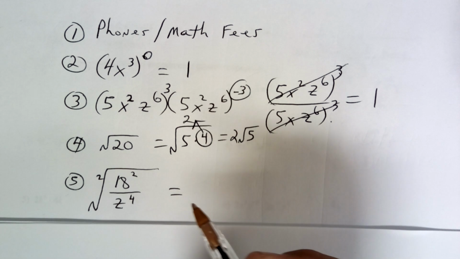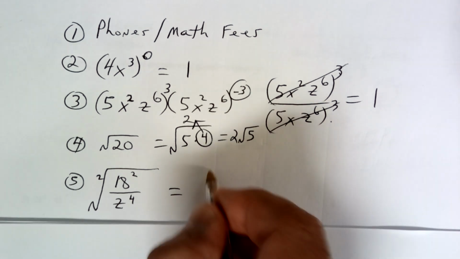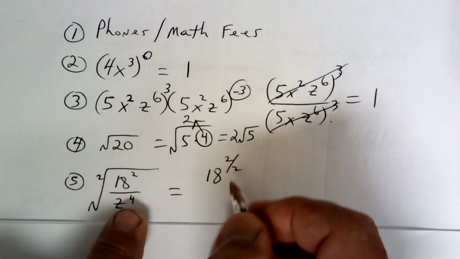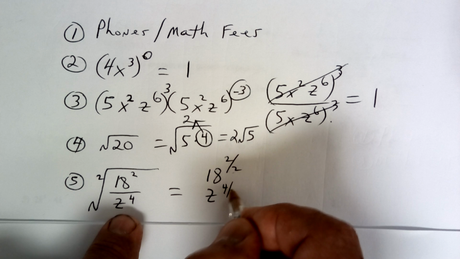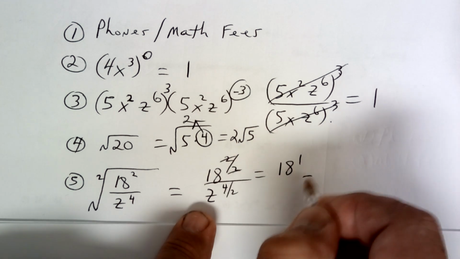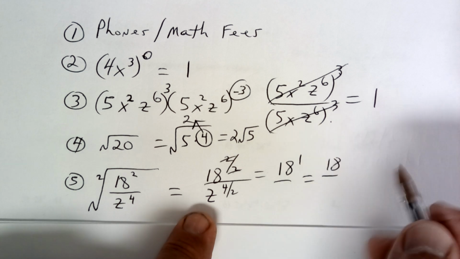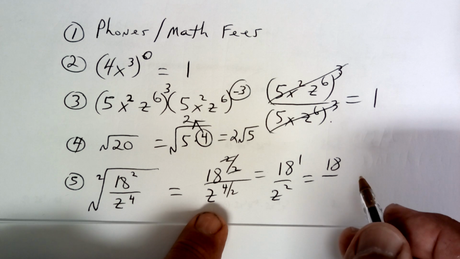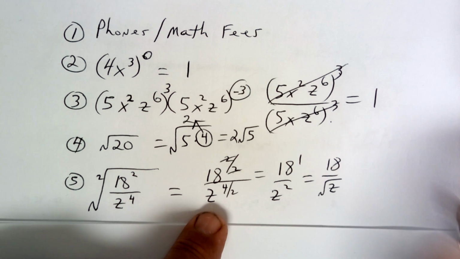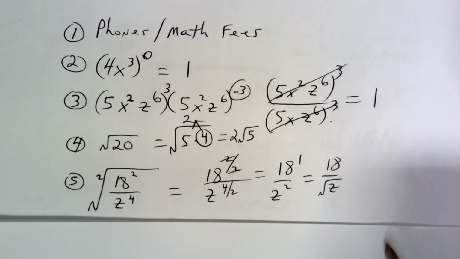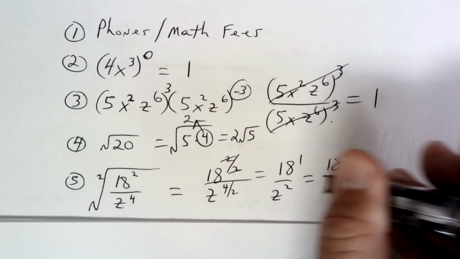This one right here, this is really a 2. It's a square root, so it's a half. So it's 18 2 over 2, because this 2 goes on the bottom. This one is going to be z and 4 over 2. So this cancels and gives you 18 to the first power, which is just going to be 18. This one right here is going to be z to the second power, which is going to be the square root of z. You could leave it as, and actually, you can't put the square root. You have to put z to the second power. And that's the way I would leave it.